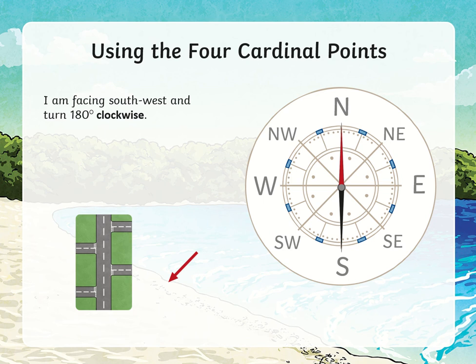Okay, so you're facing southwest and you turn 180 degrees clockwise. Which direction am I facing now? See if you can give it a go. Southwest, 180 degrees. Remember that 180 degrees is how many degrees on a straight angle or straight line. There you go. The answer is northeast.